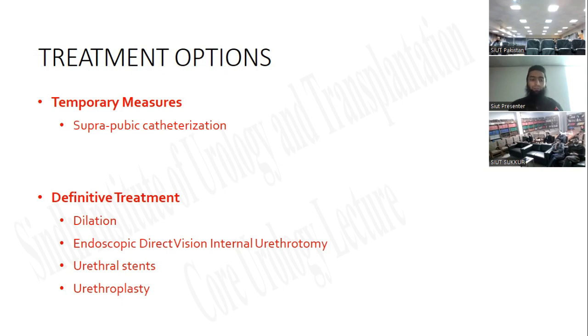And what are the definitive treatments? For definitive treatment, you have to remove or combat the stricture. You might deal with dilatation under vision and then sequential dilatation. You do the endoscopic internal urethrotomy, and there are some urethral stents. You can apply them on the stricture part, and the definitive is urethroplasty.